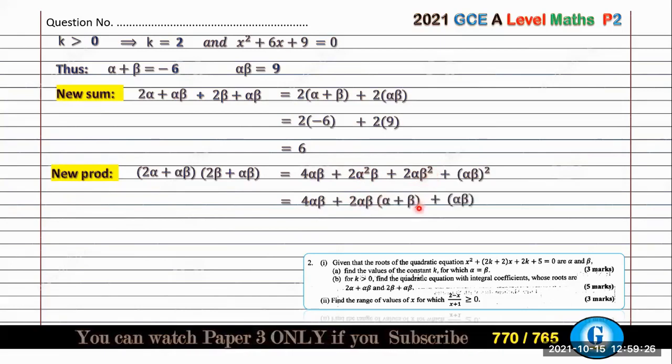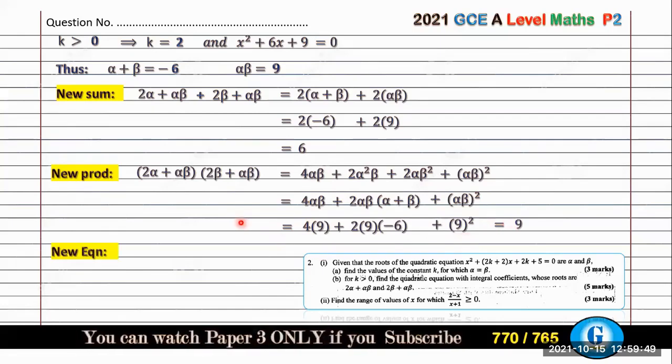And then we continue with our alpha beta all squared. Now we know the values of alpha beta and alpha plus beta, so we just substitute those values here and simplify. All right, so this is what we have, dear candidates. So therefore our new product is equal to 9. When you simplify all of this, you'll have 9. And therefore our new equation will be given by x squared minus sum of roots plus product, which is going to be equal to x squared minus sum of roots, that is minus 6x plus 9 equals 0.